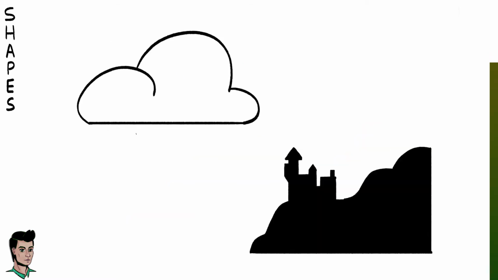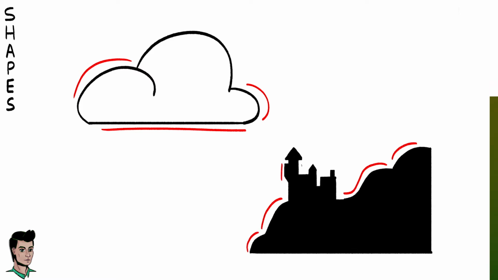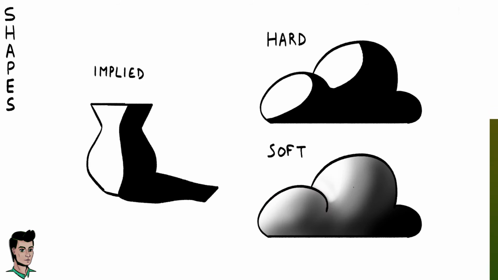It's good to alternate between rounded and angular on a shape, like on this cloud, or in this easily recognizable silhouette of a castle on a mountain cliff. The edge of the shapes can be hard or soft, like these clouds. The line can also be implied, like on this jug and its shadow.